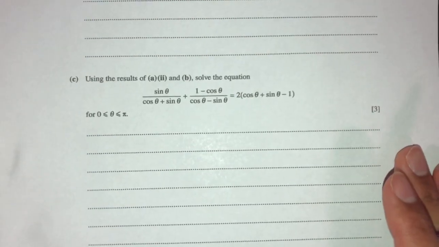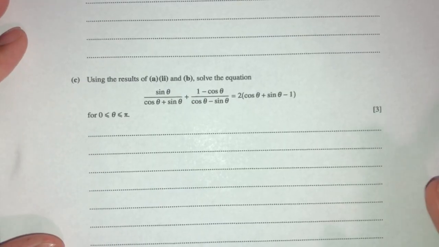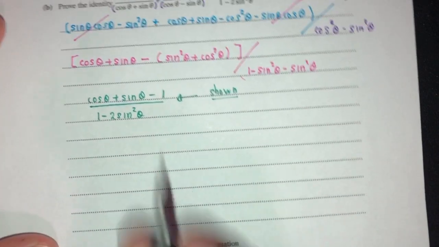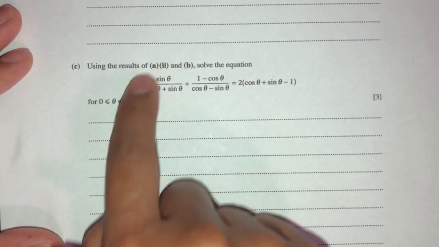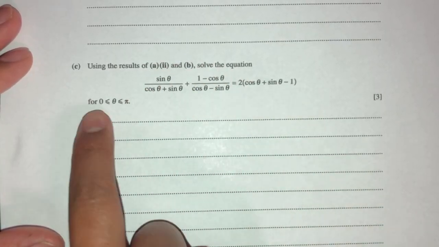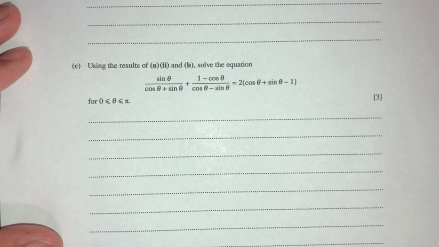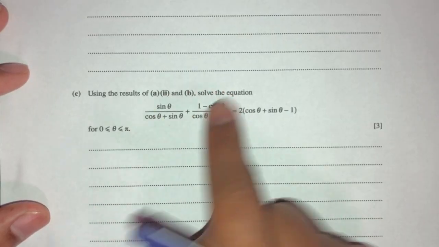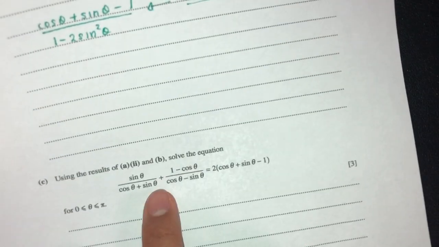Now for part C, it's a long question for sure. We have to use the results from A2, which is solving the equation, and then part B, this one right here. We have to solve this equation. So this whole thing right here is equal to this. For this equation, let's try and see what happens. Now we understand that from part B, this whole thing became this. So just plug this back in here to solve.